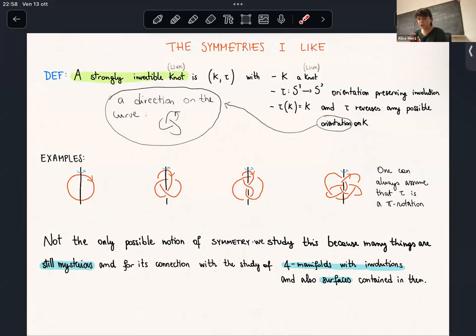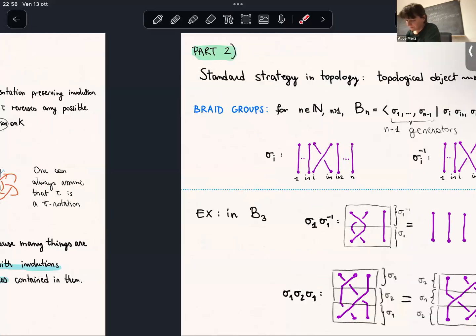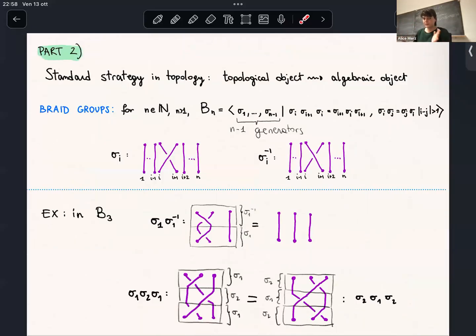Of course, this is not the only possible notion of symmetry. We study this particular one because there are many things we still don't know about strongly invertible knots, so there's still much research to be done. And also for its connection with the study of 4 manifolds and also 3 manifolds with involutions, which is a very interesting field. So let's go to part 2.